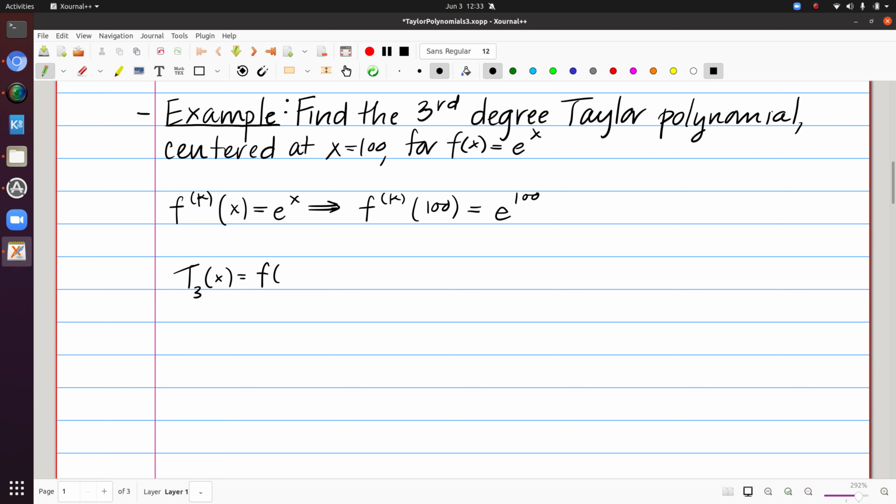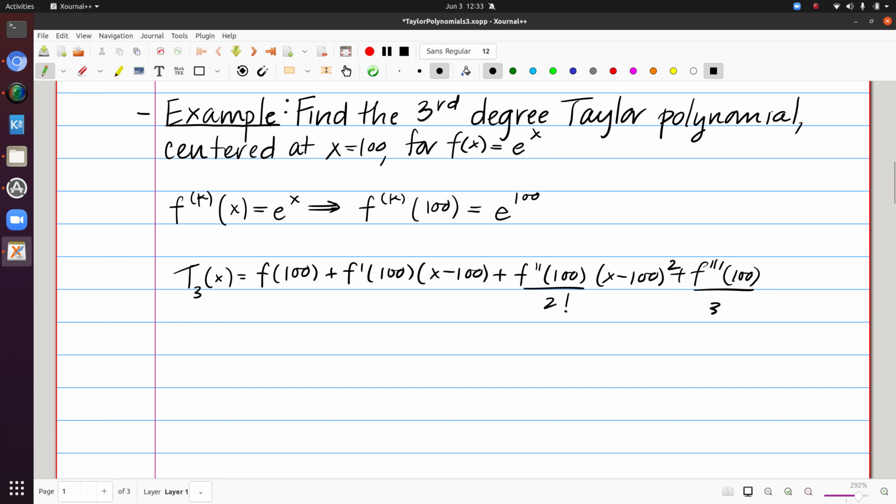So I'm finding f of 100 plus f prime of 100 times x minus 100 plus the second derivative at 100 divided by 2 factorial times x minus 100 squared. And then finally, because we're asked for the third degree, I go up through the third derivative at 100 divided by 3 factorial times x minus 100 quantity cubed. So what I can do now is just drop in what I know about those derivatives of f.